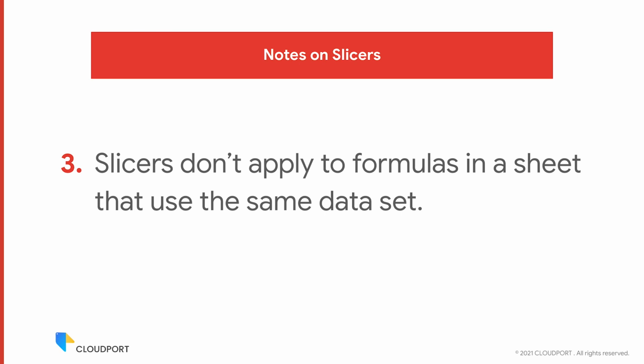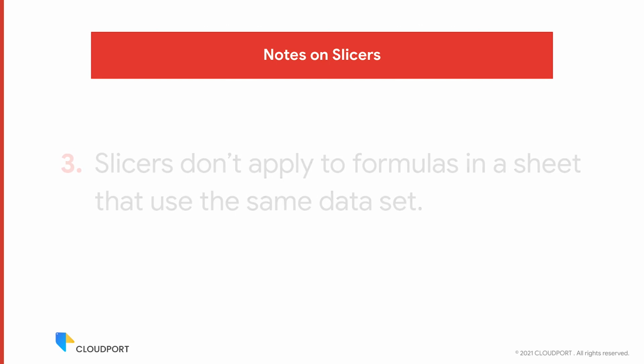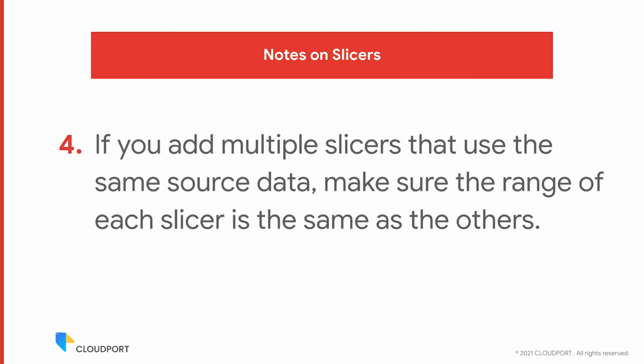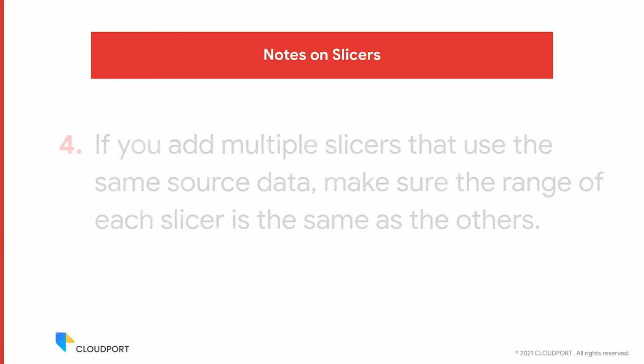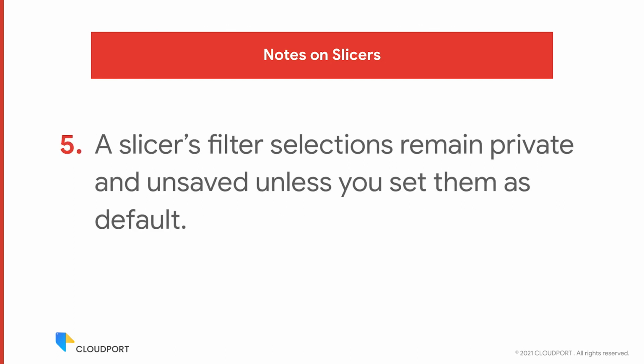This means that you can't filter your table by a column with values that are returned from a formula, such as a totals column. Fourth, if you add multiple slicers that use the same source data, make sure the range of each slicer is the same as the others. And fifth, a slicer's filter selections remain private and unsaved unless you set them as default.